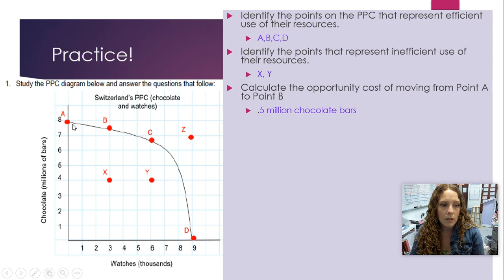That's the difference in the chocolate bars between point A and point B. So that's what I had to give up in order to gain those 3,000 watches. How about point B to point C?